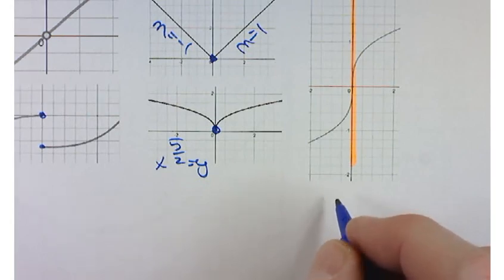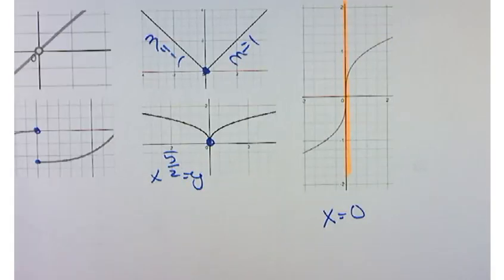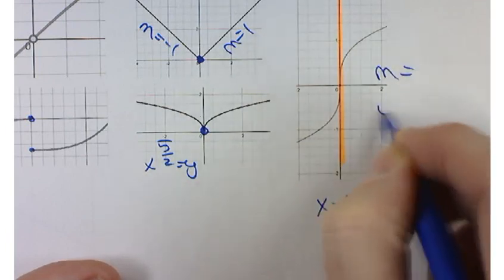Not the slope, but the equation. Thank you. X equals 0. All right. So, Evelyn, what's the slope of that line? Yeah, so the problem here is that the slope is undefined.